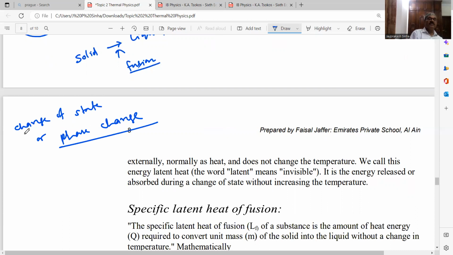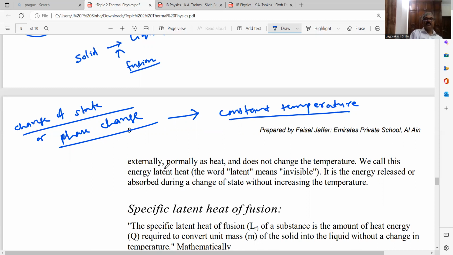So this phase change or change of a state occurs at constant temperature. Means whatever heat energy you are supplying, that energy is not being utilized in raising the temperature. The whole energy is being utilized in breaking the bonds between the atoms or molecules, means from changing the state from solid to liquid. So it does not change the temperature, which means this change of a state occurs at constant temperature.